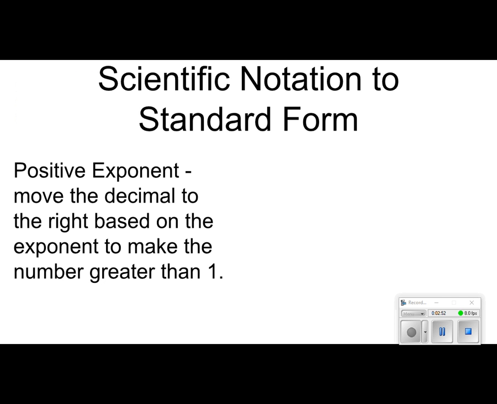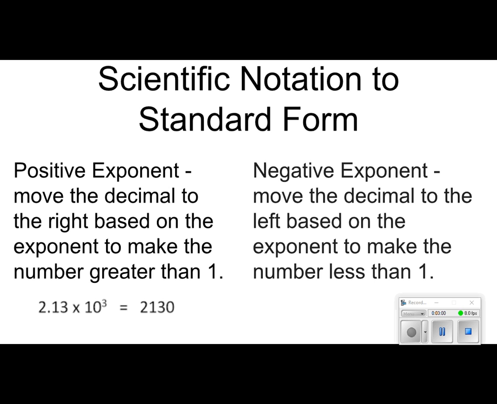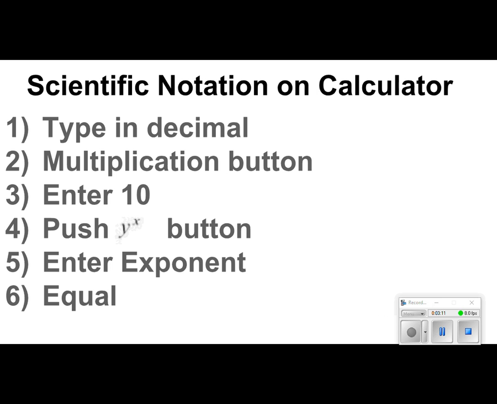Scientific notation. Positive exponents move the decimal point to the right to make the number greater than 1. Negative exponents move the decimal to the left to make the number less than 1. All of this you can do on your calculator. Here are the steps. You probably would like to write these down.